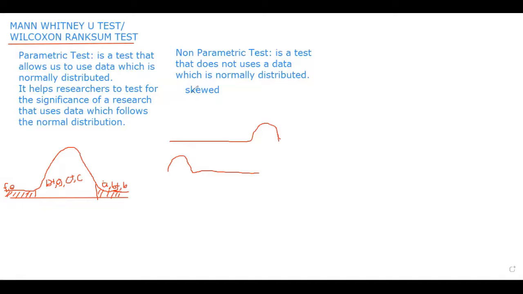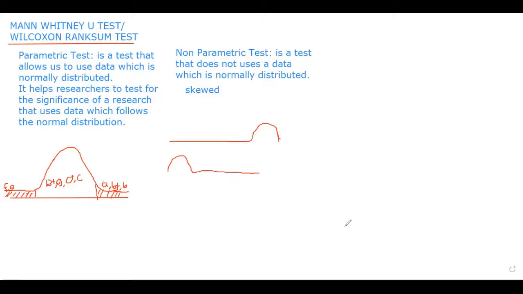So the non-parametric test uses what? A skewed data, and the parametric test uses what? This one uses normal curve, and this one uses what? Skewed curve. You get it? Yes. Okay. So let's come back to today's topic.